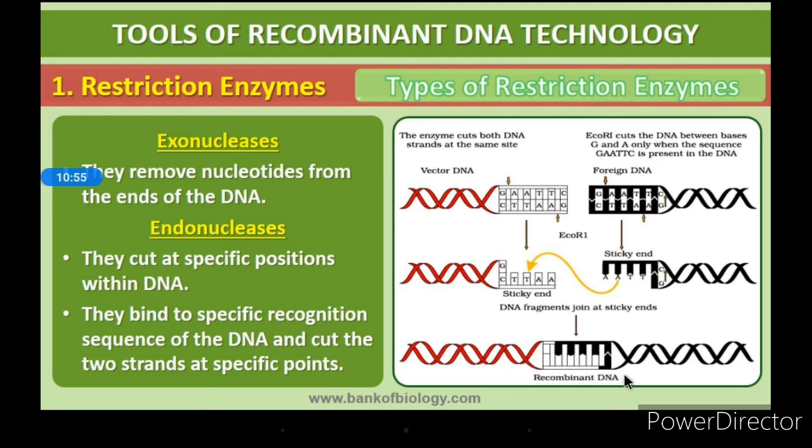Hope it is clear. So both will cut at the bases GA, especially in EcoR1. It will cut from GA in one strand, the other one also GA, and the vector also will be cut from the same position, GA, that is the base sequence. Then both get two sticky ends, and both will join here, and at last we will get a recombinant DNA.